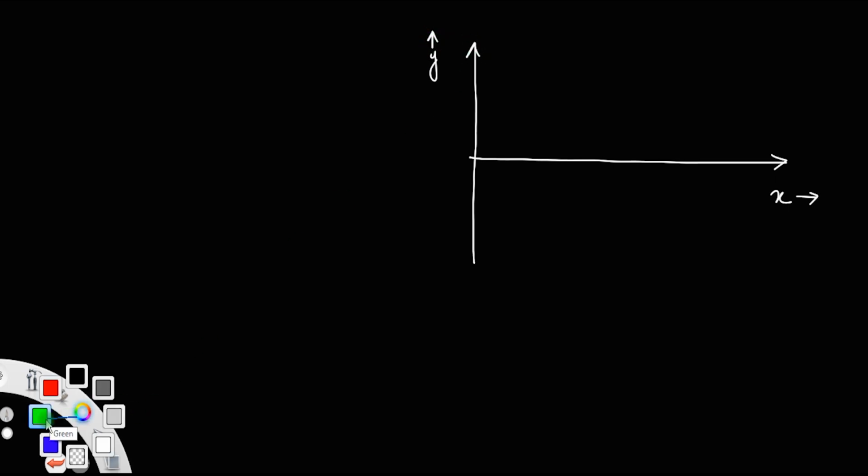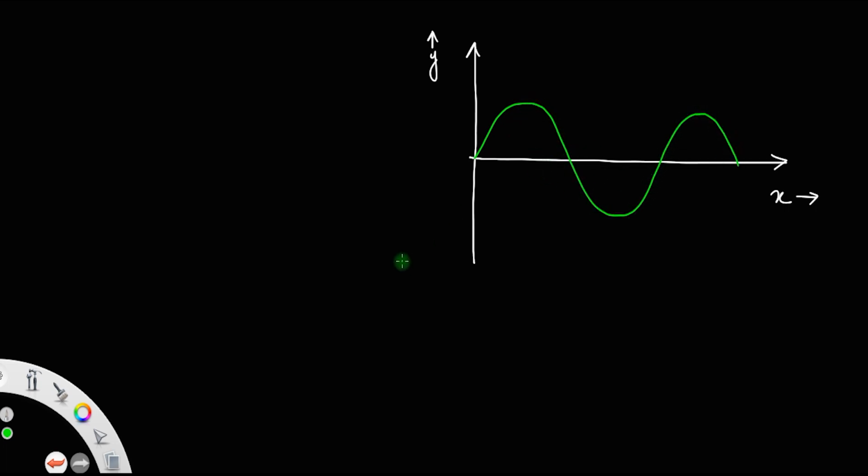Now let's derive an expression for the velocity of a wave. Suppose this is our x-axis and this is our y-axis. Suppose there is a wave traveling in the positive x direction like this. Let at time t equal to t, the wave is in this form or in this position.